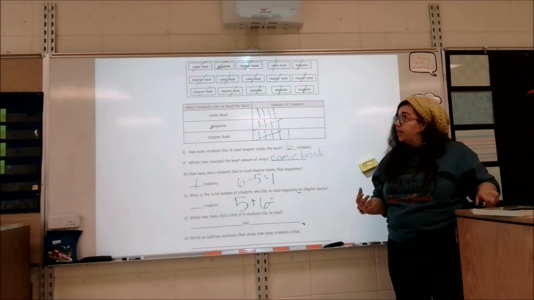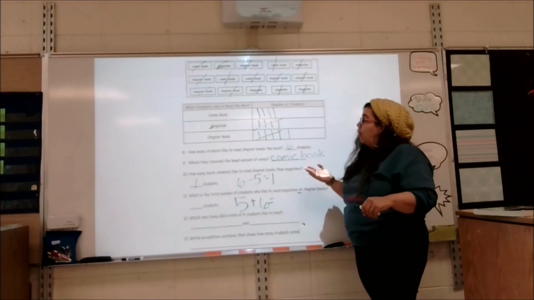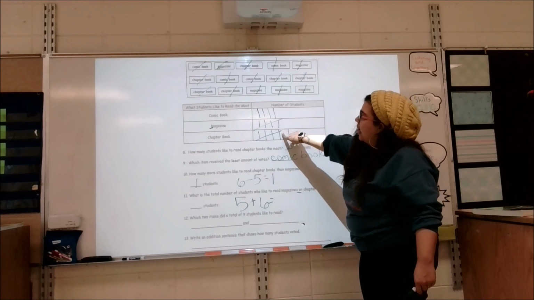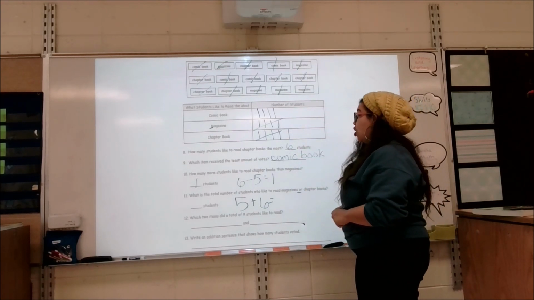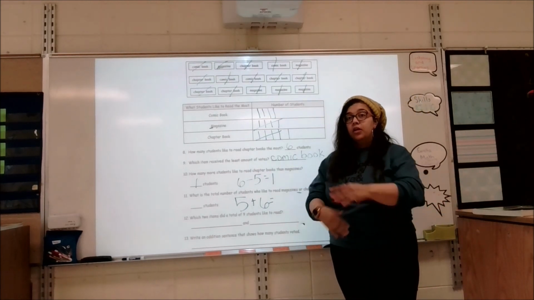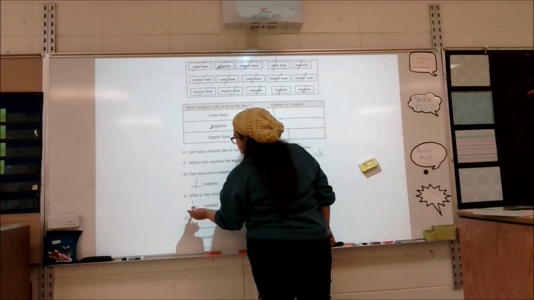You're not sure? Well then, you've got some options. You can count on, you can count all, you can look at your picture. So this is the group of 5, so 5, 10, and one more is 11. What's the total number of students who like to read magazines or chapter books? Putting those groups together? 11 students.